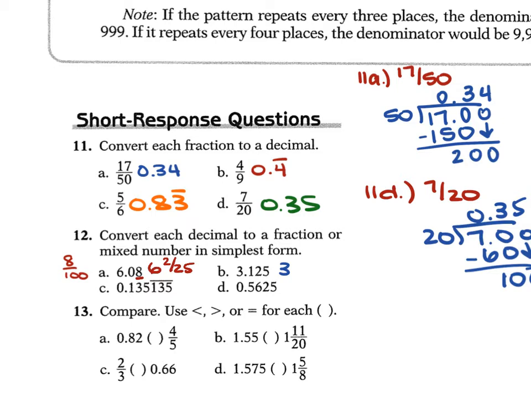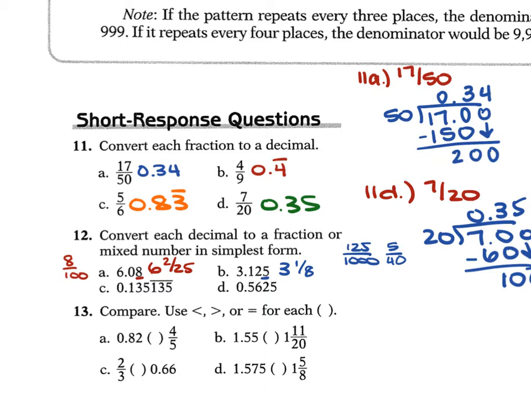For the example B, we have 3.125. That 5 in 125 is in the thousandths place. So that's going to give us 125 over 1,000. If we simplify these, let's say we divide both of them by 25, we get 5 over 40, which is 1 over 8. So that's 1/8, 3 and 1/8.